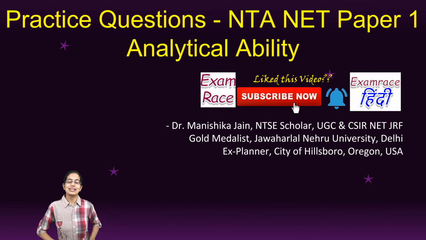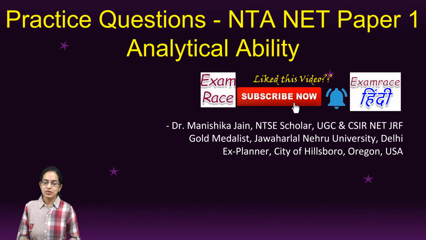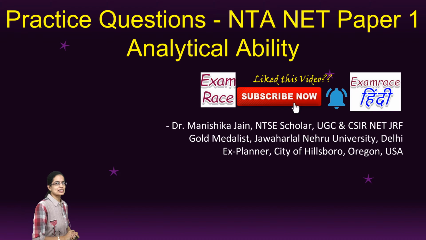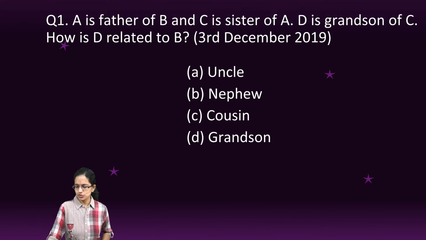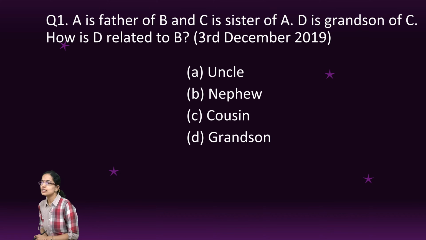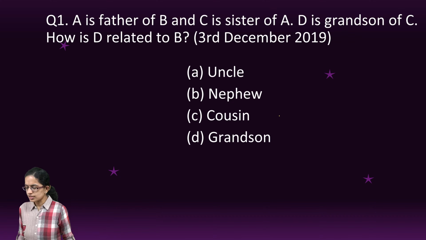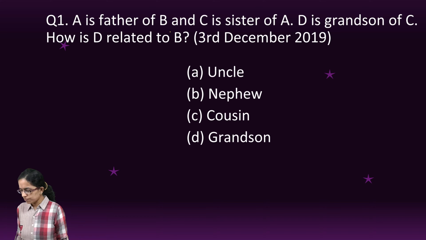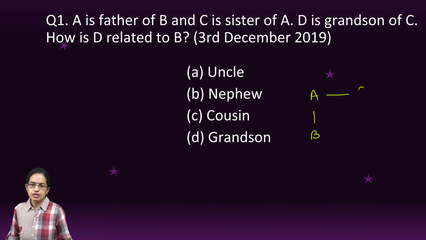Let's talk about some of the analytical reasoning questions for your paper 1. Now this is a very scoring section. You need to know a few tricks in order to solve these questions, and it is very interesting indeed. So the first question here is, A is the father of B. Now you have A who is the father of B. C is the sister of A. Now C is the sister of A.